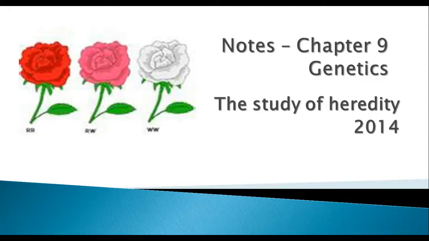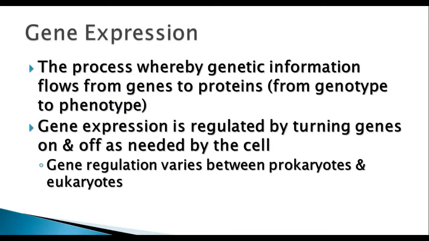This is the third set of notes on Chapter 9, Genetics. This time we're going to be talking about gene expression and pedigrees. So gene expression is the process that talks about how the gene codes for whatever the trait happens to be.